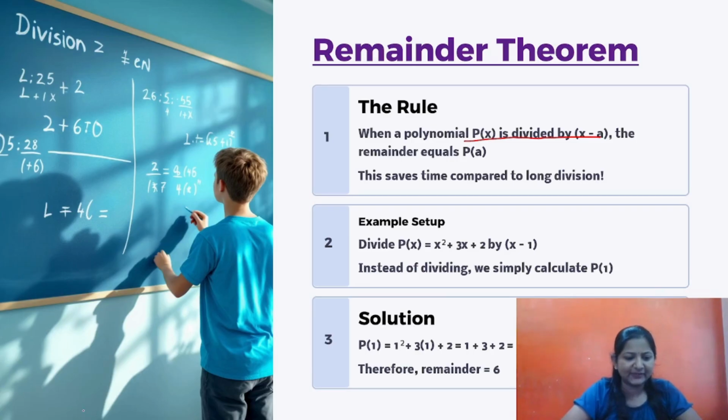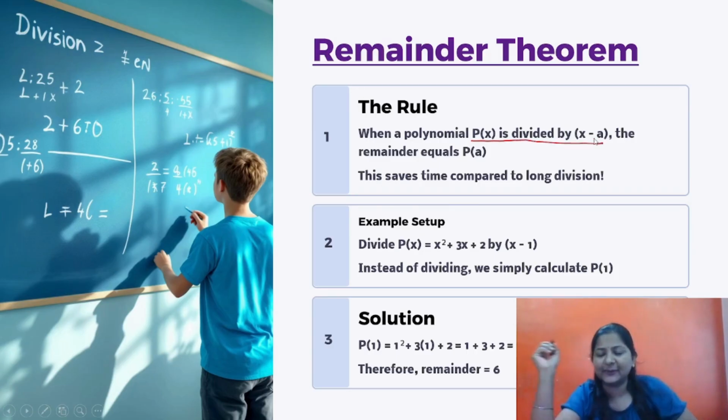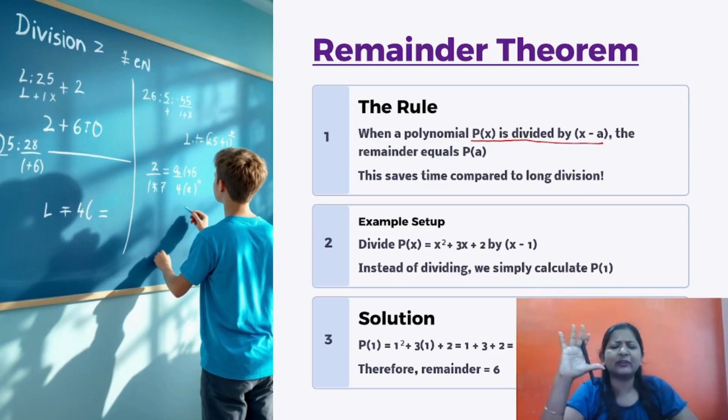Just a minute. Okay, all right, so I think it was erased. Yeah. Okay, so look at this. Any polynomial is divided by x minus a. It means that we have to divide and then only will you get the remainder.